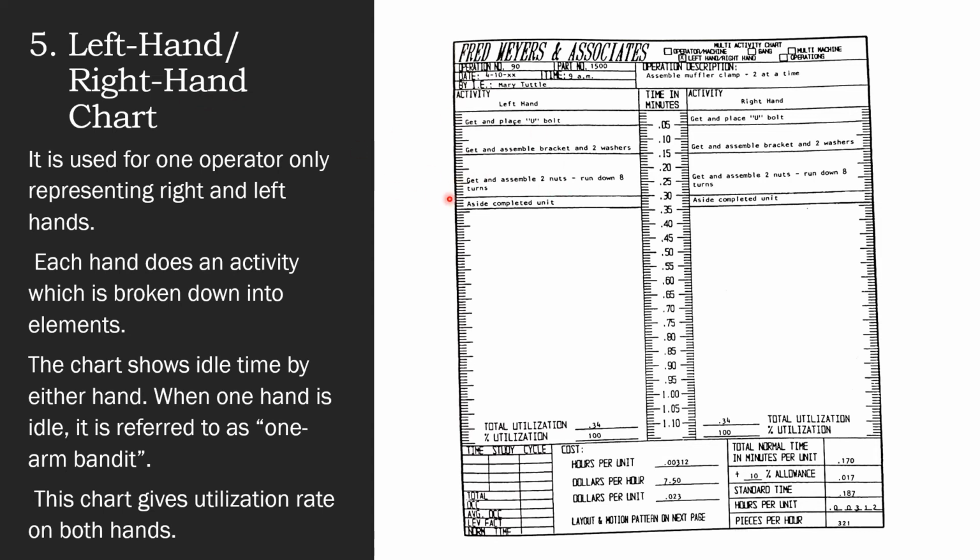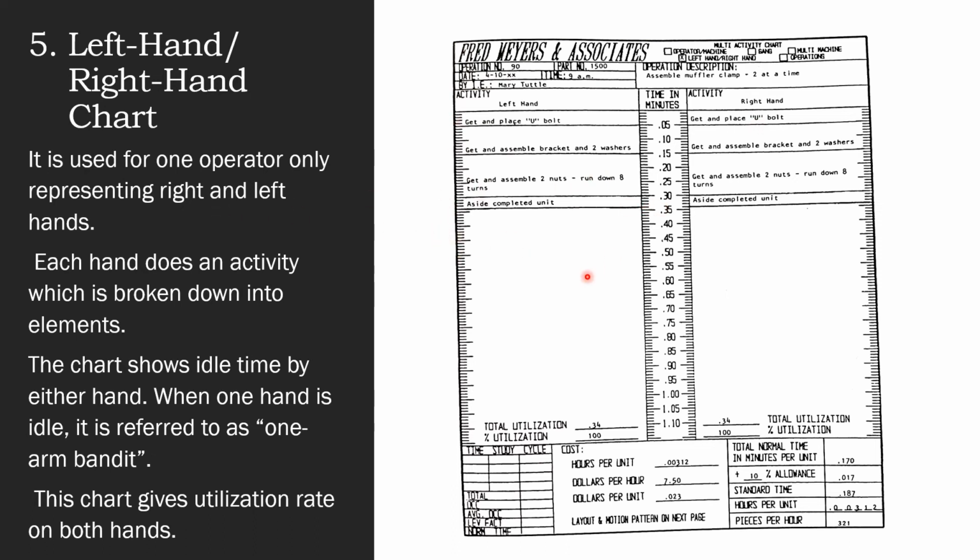Okay, the next chart is called left hand, right hand chart. And it looks like this. Very similar to operation analysis, operator machine, okay? But here we have left hand and right hand. So we're going into micromotion study.